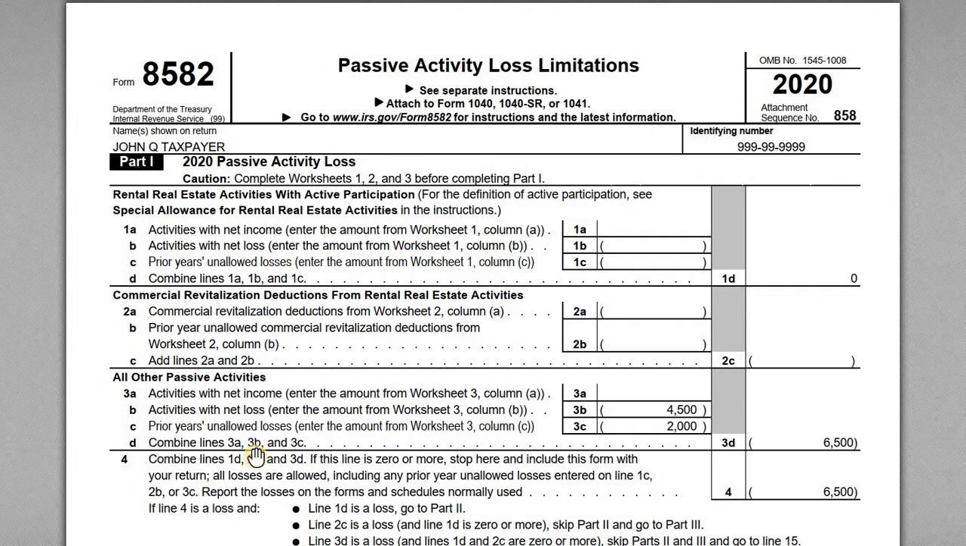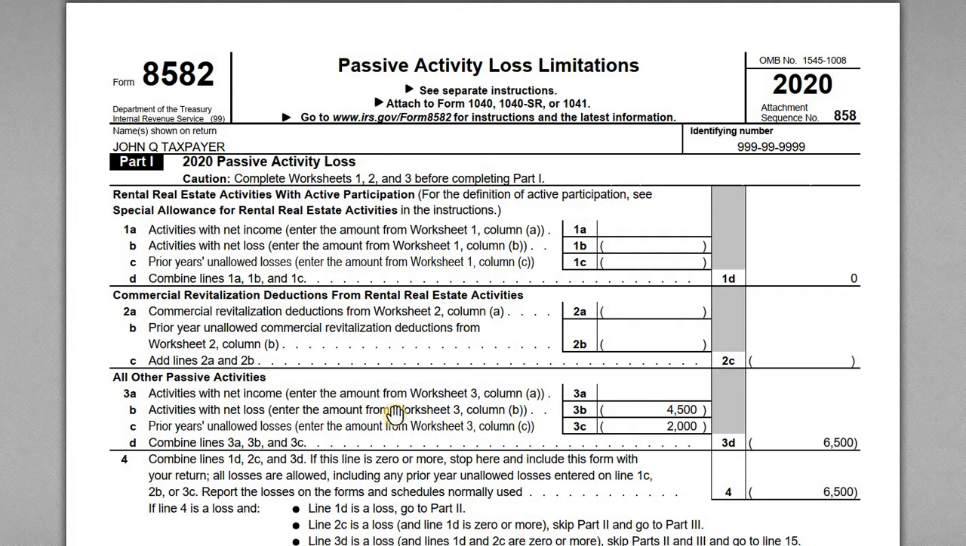It is the passive activity loss limitations form that's generally included with your Form 1040 if you are a taxpayer that has an ownership interest in a business and your participation level is that of a passive owner, right? So you don't materially participate in the company. And so if you have losses, you've got to be cognizant of these passive activity loss or PAL limitations.